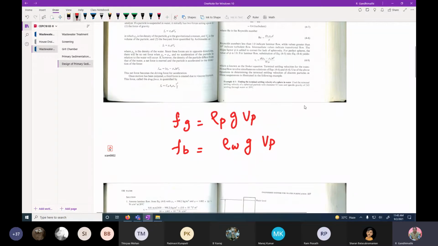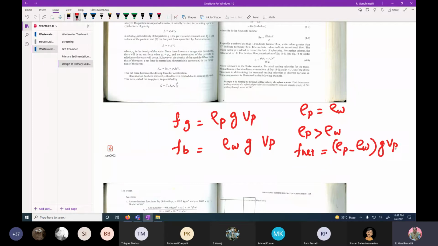If rho p is equal to rho w, that means the density of the particle is equal to the density of water, there is no net force, so there is no downward movement of the solid particles. If rho p is greater than rho w, you can expect a net force acting in the downward direction. That is F net, and F net is (rho p minus rho w) into g into Vp.